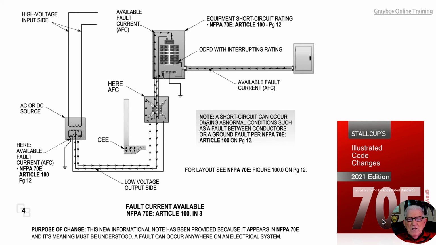Now, notice in the note here, it states a short circuit can occur during abnormal conditions such as a fault between conductors or a ground fault. And again, on page 12 is the new informational note that you can review to get a better handle on what 70E is requiring here.